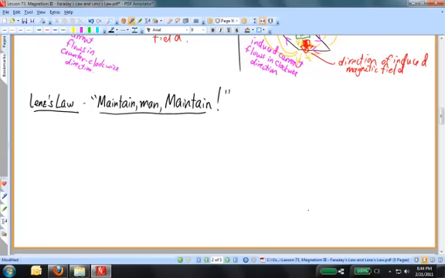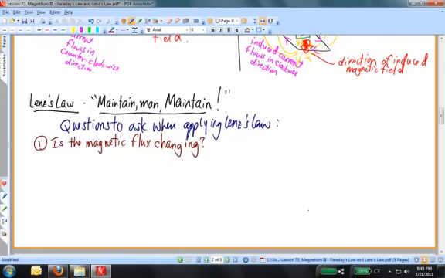I ask myself a series of questions. Question number 1. Is the magnetic flux changing? If it's not changing, then there's not going to be any induced current, and the question's over. But if there is, and 9 times out of 10 there will be, then the next question, number 2, is this. Is the magnetic flux increasing or is it decreasing? If the magnetic flux is increasing, then the induced magnetic field is going to be in the opposite direction to the changing magnetic field. On the other hand, if the magnetic flux is decreasing, then the induced magnetic field's direction is going to be in the same direction as the changing magnetic field.